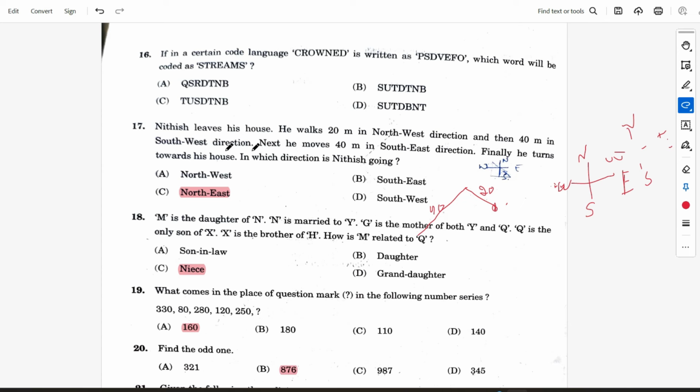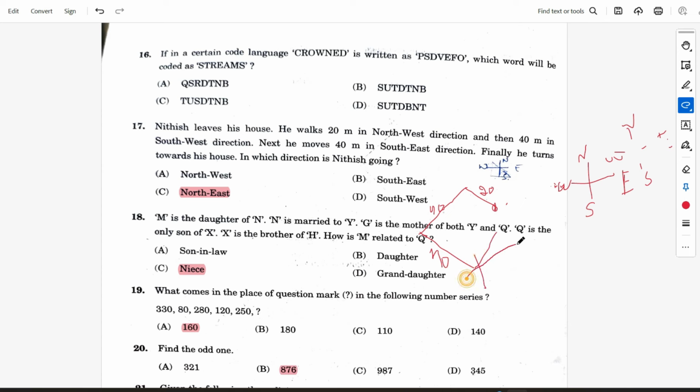From this point, next he moves 40 meters in the southeast direction. This is south and east. So exactly in this direction he will move. He moves 40 meters here, and finally he turns towards his house. This is the house. So in which direction is Nitish going? In this direction he is going for the house, right?